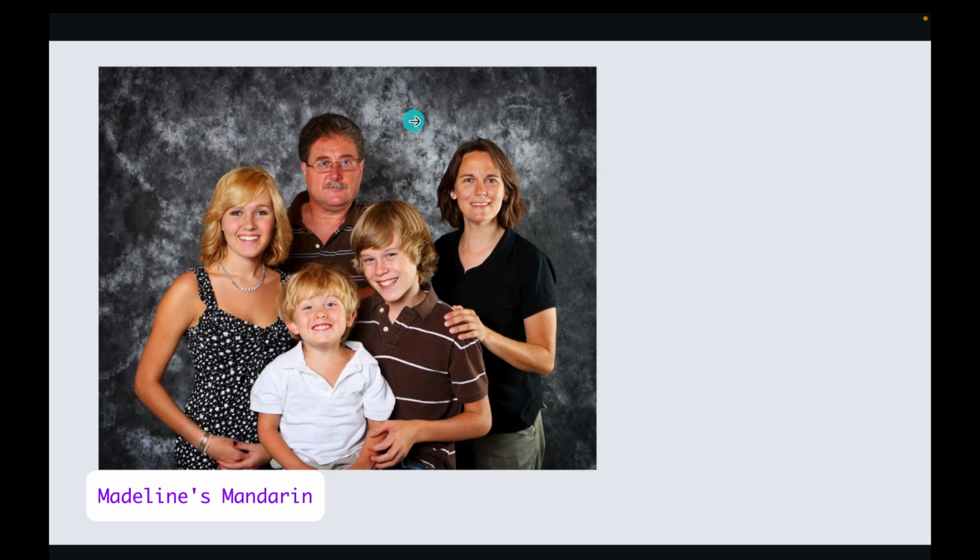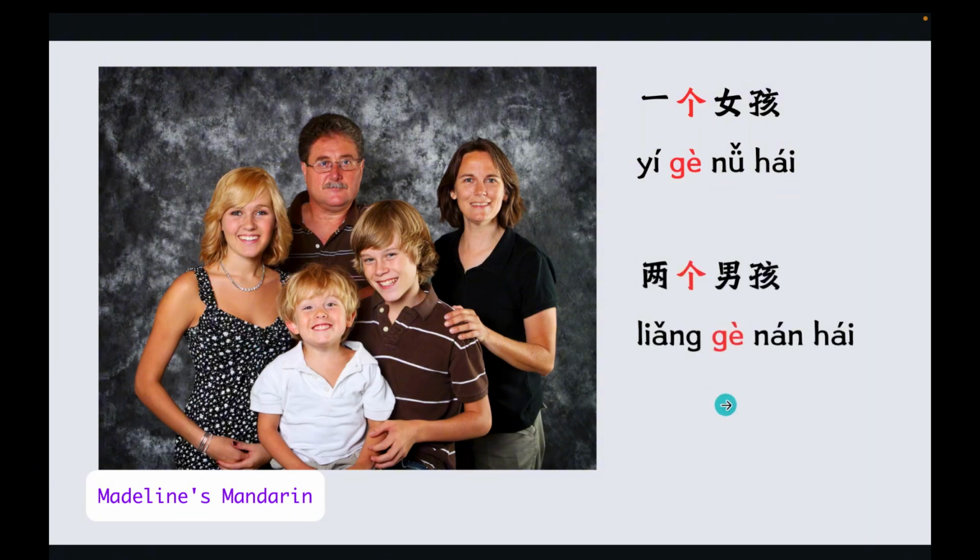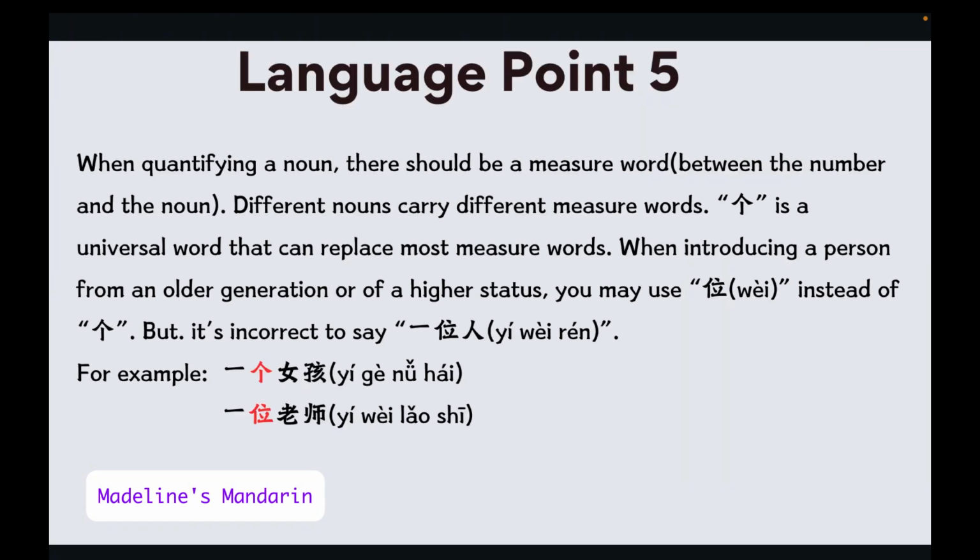Alright, let's look at this picture. This couple, they have 3 kids. We say 一个女孩 and 2个男孩. Now, 个 is another measure word in today's lesson. When quantifying a noun, there should be a measure word between the number and the noun. Different nouns carry different measure words. 个 is a universal word that can replace most measure words.